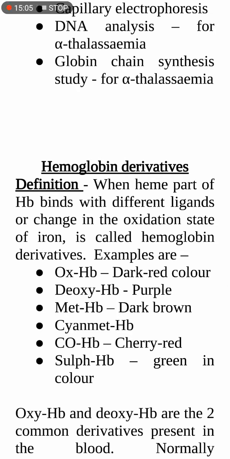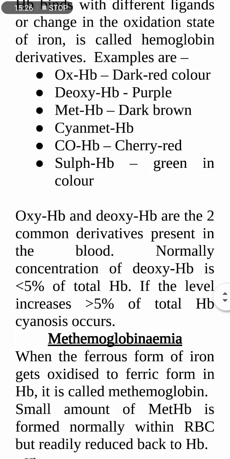Next, if the defect is within the heme portion of the hemoglobin, the hemoglobin that is found is called hemoglobin derivatives. This may be oxyhemoglobin, deoxyhemoglobin, methemoglobin, cyanmethemoglobin, carboxyhemoglobin, or sulfhemoglobin. Oxyhemoglobin and deoxyhemoglobin are the common derivatives present in the blood. Normally, the concentration of deoxyhemoglobin is less than 5% of the total hemoglobin. If it goes above 5%, it presents as cyanosis.